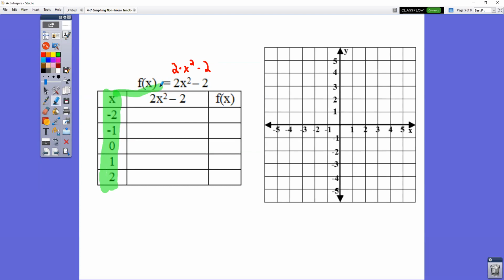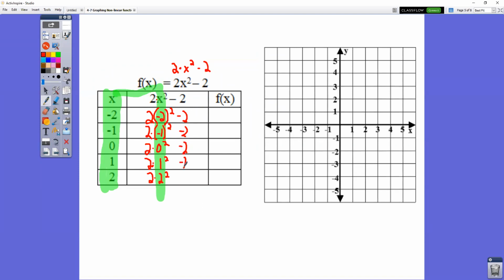So we're going to take those x values and sub them in for x. So instead of 2 times x squared, we're going to have 2 times -2 squared. Instead of 2 times x squared, we're going to have 2 times -1 squared. 2 times 0 squared. 2 times 1 squared. 2 times 2 squared. Don't forget about your -2's at the end.